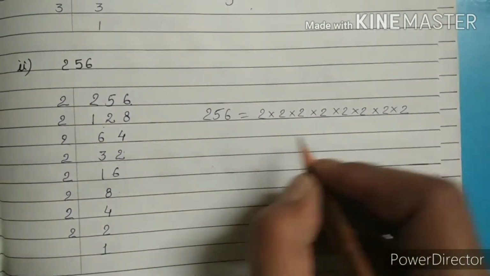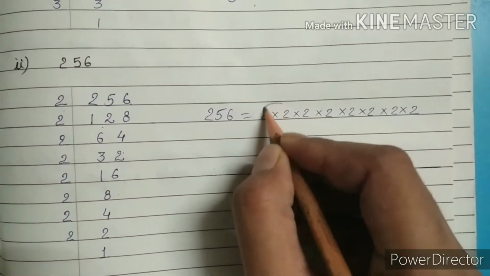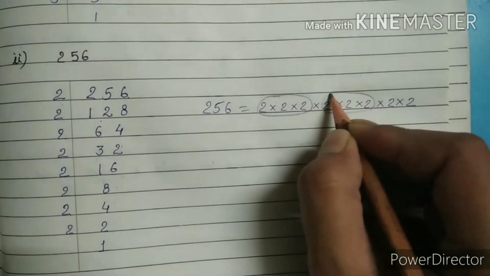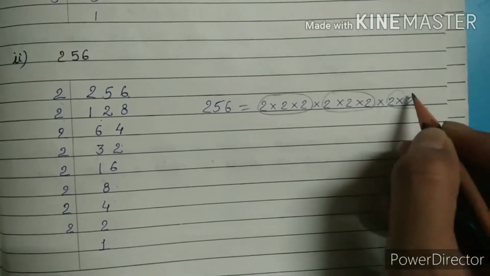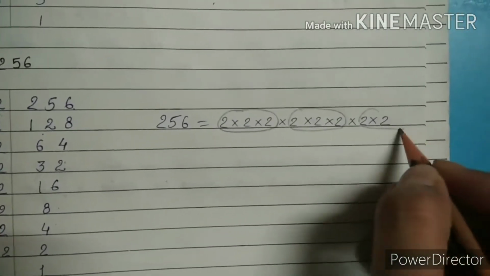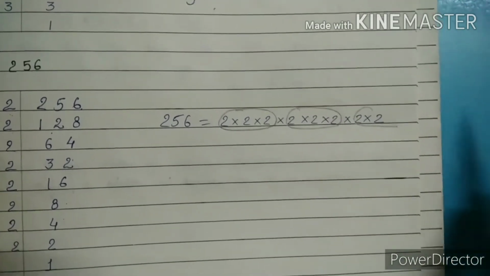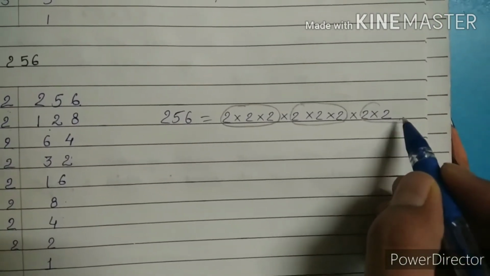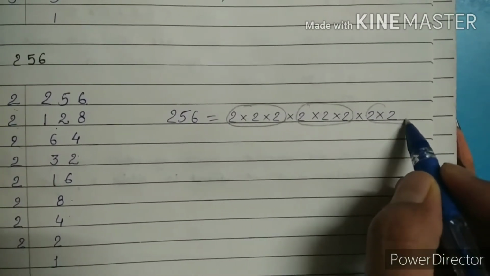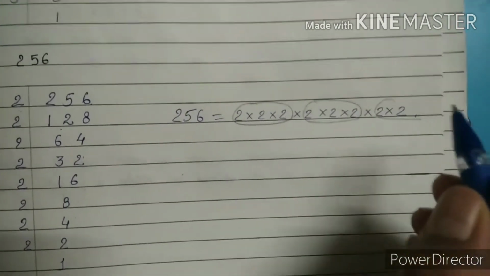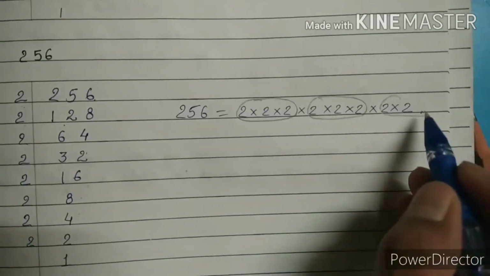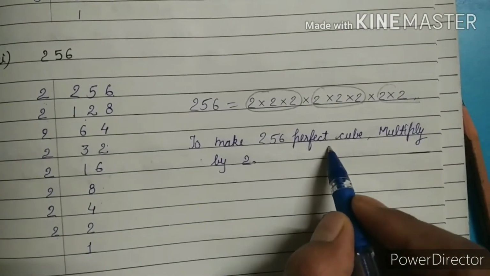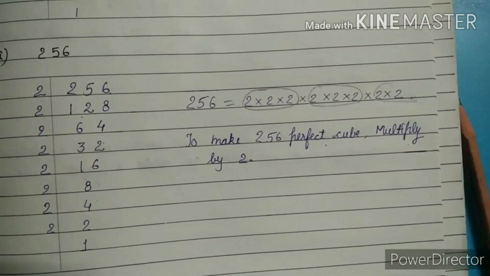Now we will make the groups of 3 numbers. So this is the first group, this is the second group, and the third group would have come, but it is not coming. Why is it not here? Because one number is not there. Which number is not there? 2 is not there. So we will multiply 256 by 2. So to make 256 a perfect cube, multiply by 2.